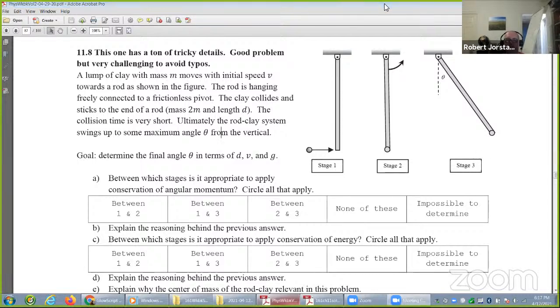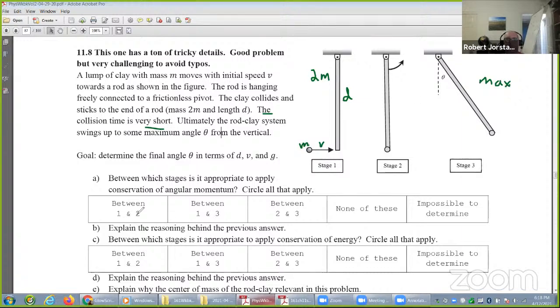Let's start with part A. I'll give you a second to read. You got a lump of clay, it's moving. It's got some speed V, its mass is M. This thing has mass 2m, its length is d. Collision time is very short, and it swings up to some angle. All right, there's stage 1, stage 2, and stage 3. This is at the max.